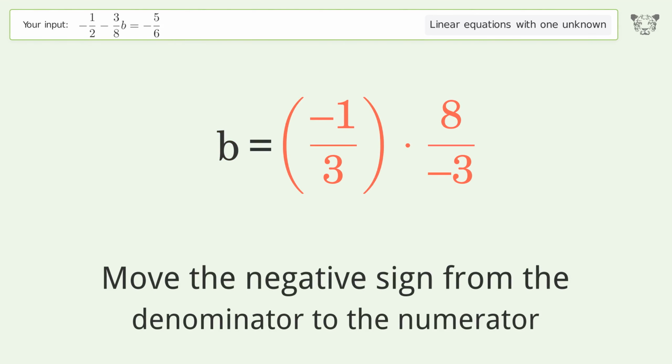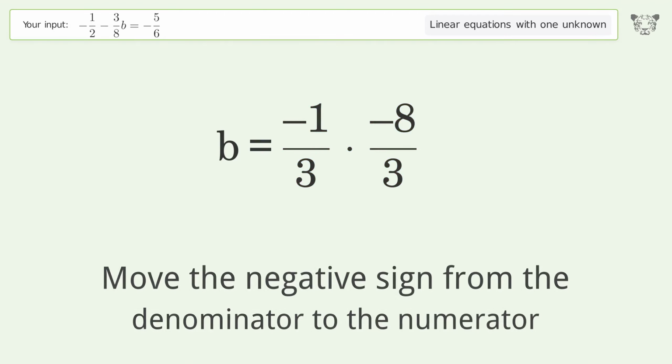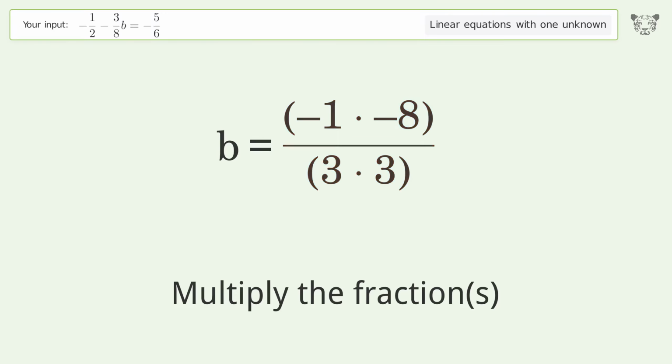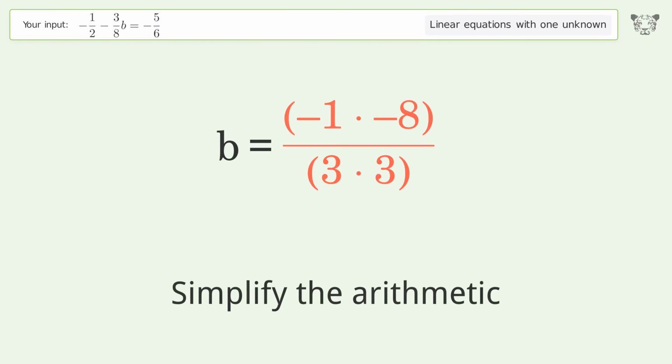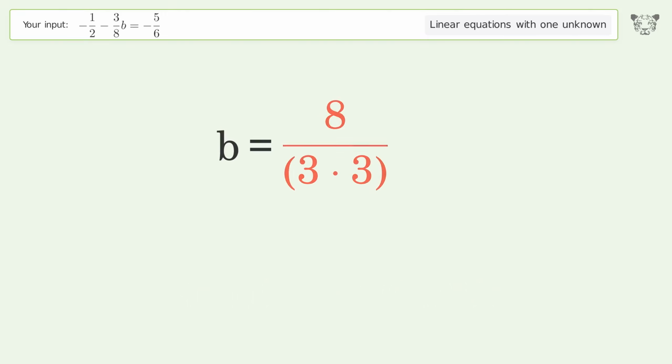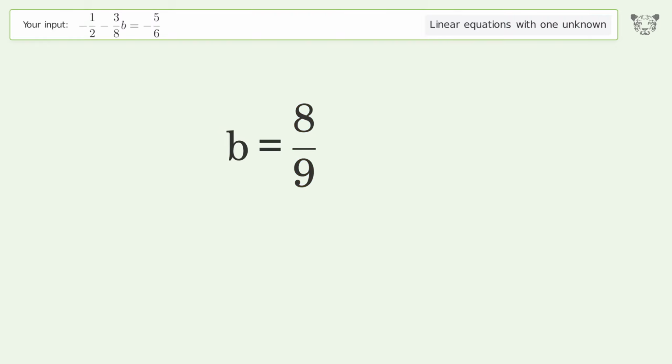Move the negative sign from the denominator to the numerator. Multiply the fractions. Simplify the arithmetic. And so the final result is b equals 8/9.